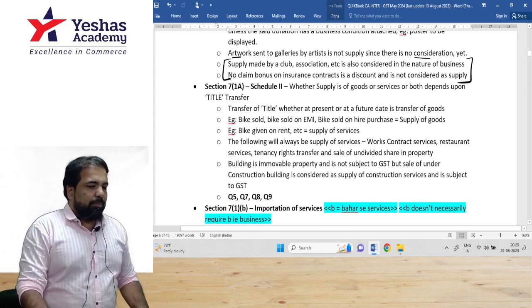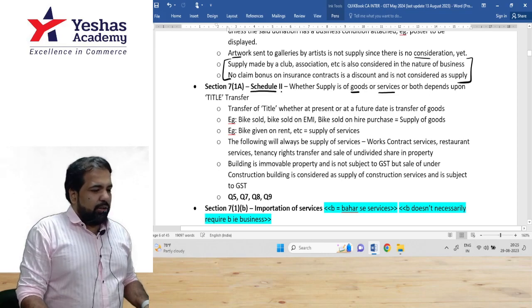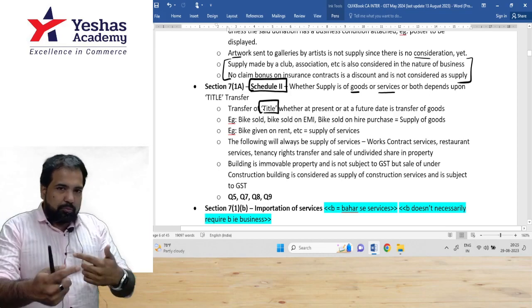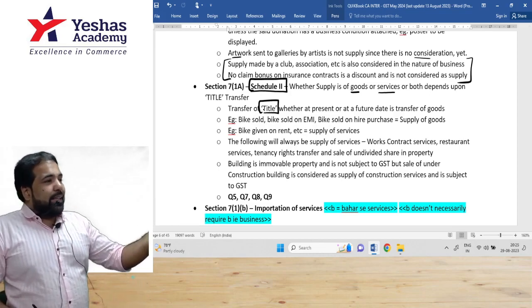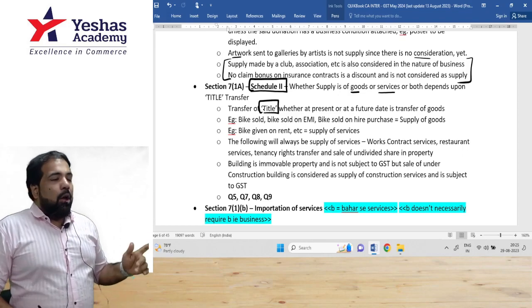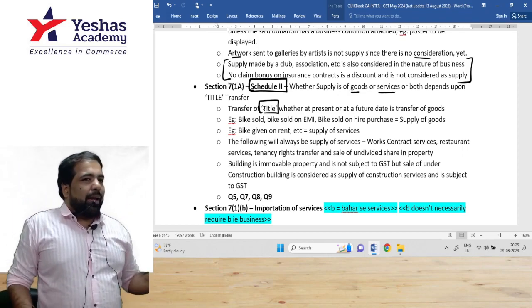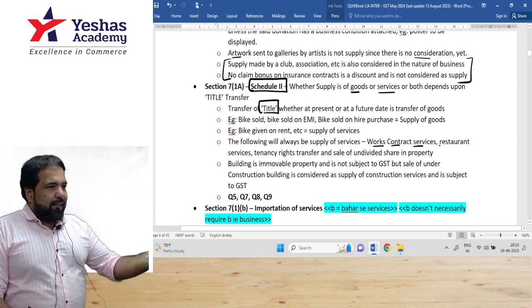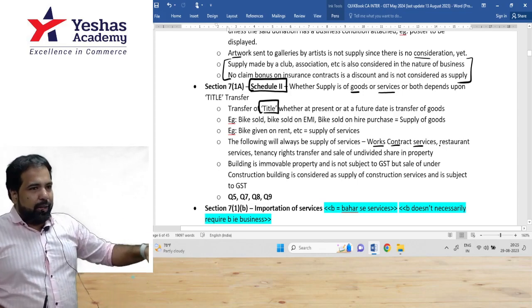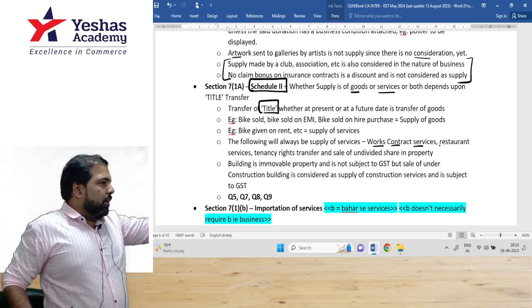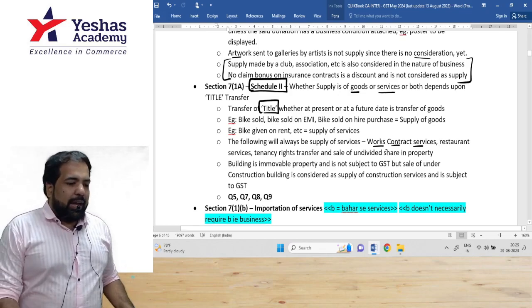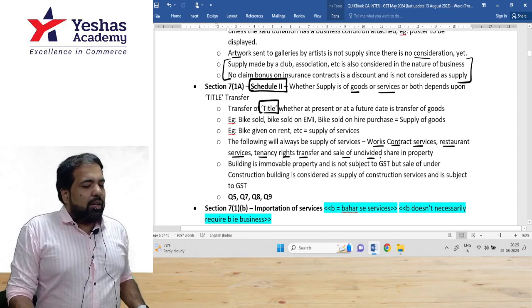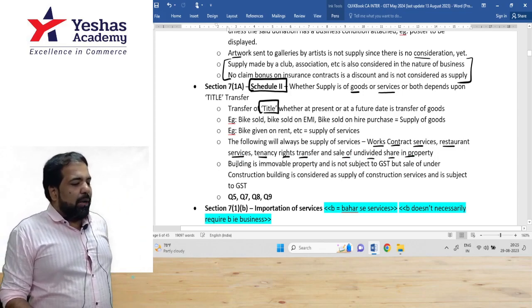Guys, if it's supply, whether it's supply of goods or services is given in the schedule, so it all depends on whether the title is being transferred today or in the near or long future, then it is supply of goods. For example, selling a bike, whether on EMI or not on EMI. But if there's no title transfer, for example renting of a bike, then it is supply of services. Works contract: if I don't want to buy this bench, can I ask a carpenter to make it for me? I will give him two things: specifications and main material. Guys, next, restaurant will always be, tenancy rights will always be, and sale of undivided share in property will always be service.